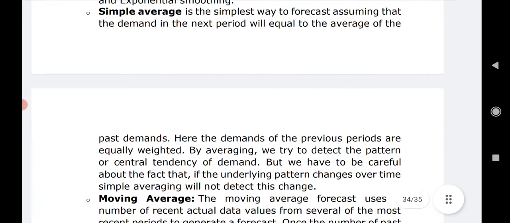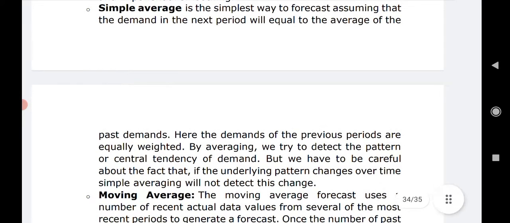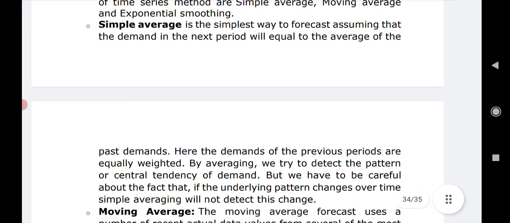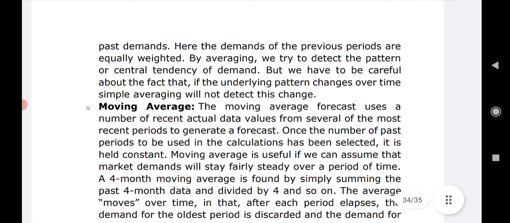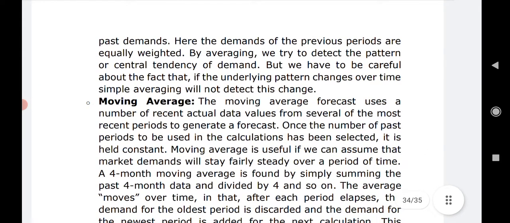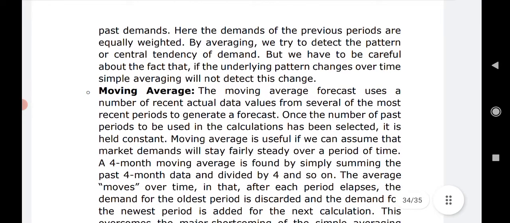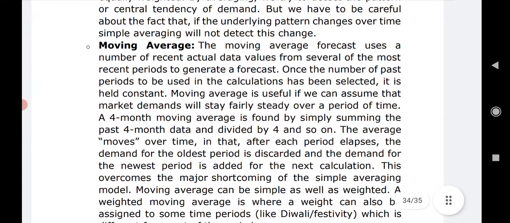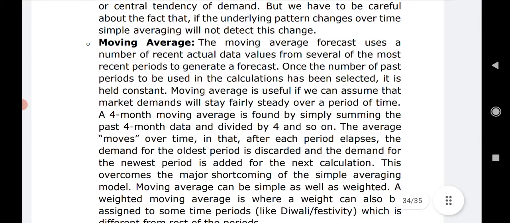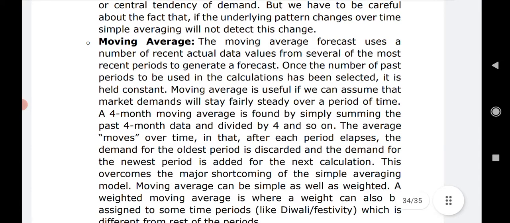Simple average you must have studied somewhere. It is the simplest way to forecast, assuming that the demand in the next period of time will be equal to the average of the past demands, and here the demands of the previous periods are equally weighted. So by taking an average, one can detect the pattern or tendency of demand, and that is how we can use it for forecasting.